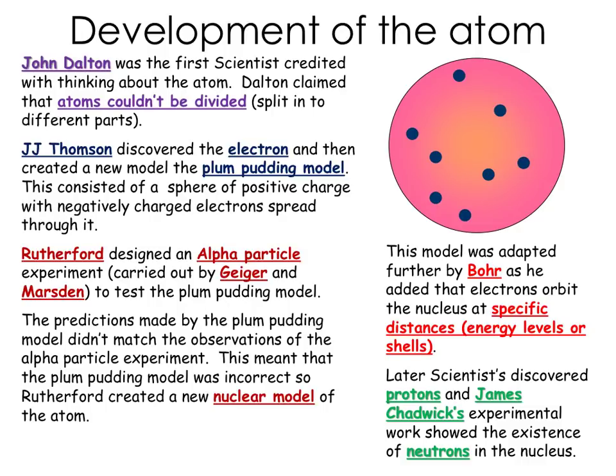The plum pudding model is shown on this side over here, and basically he thought of the atoms to be like a plum pudding. So you'd have the plums dotted around inside the pudding. The plums were the electrons, so they had negative charges, and the pudding itself was a positively charged gas. And that was the theory that we used to use with the atom about 100 years ago.